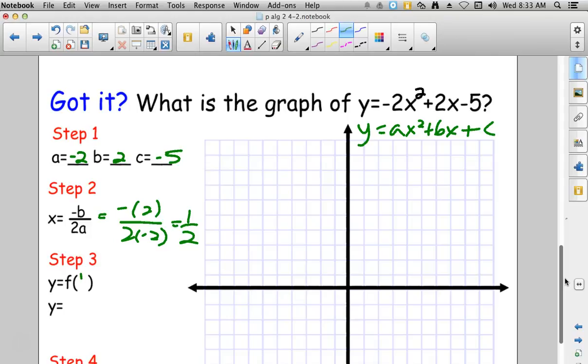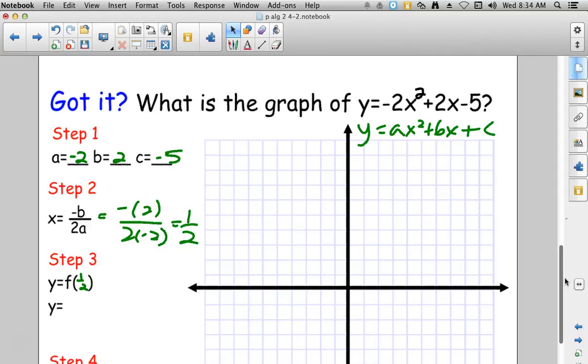Plug it in, yeah. And since this one's a fraction, maybe you just want to grab your calculator and punch it in. I mean, it's not a horrible fraction, but most people don't like to deal with fractions as you go through there. So, negative 2 times 1/2 squared plus 2 times 1/2 minus 5. So negative 4.5. Again, I'd rather not write with decimals, so if you don't know that that's negative 9/2, you could always hit your little math button to get that.